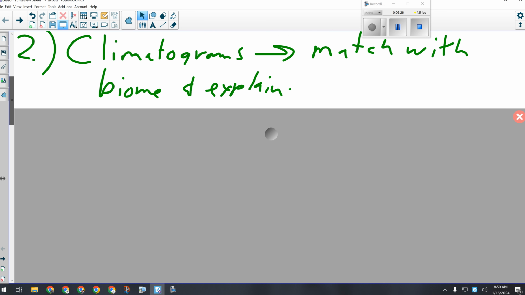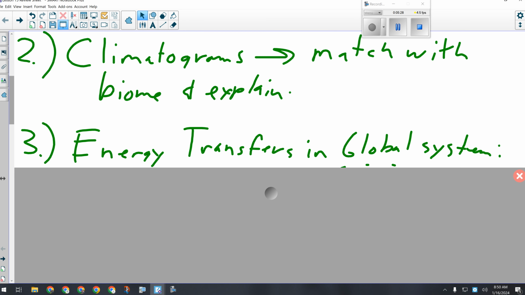All right, after climate graphs, okay, then we talked about energy transfers in a global system. There are lots of questions in both the multiple choice and the written response where you will have to use the information from this lesson.